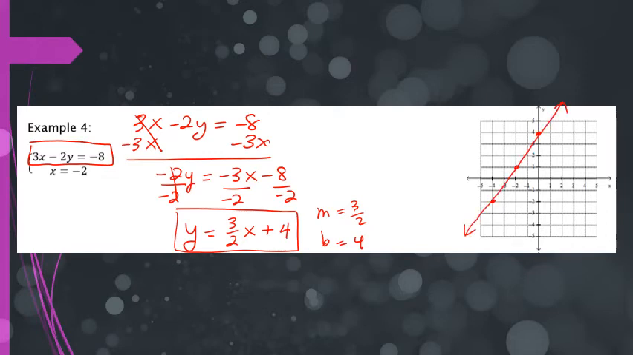And then for my bottom line, the x equals negative 2, remember that when you have an x equals line, that means it's going to be a vertical line. So all I have to do is find negative 2 on the x-axis. So that's right here. And then I'm drawing a vertical line that goes through it.